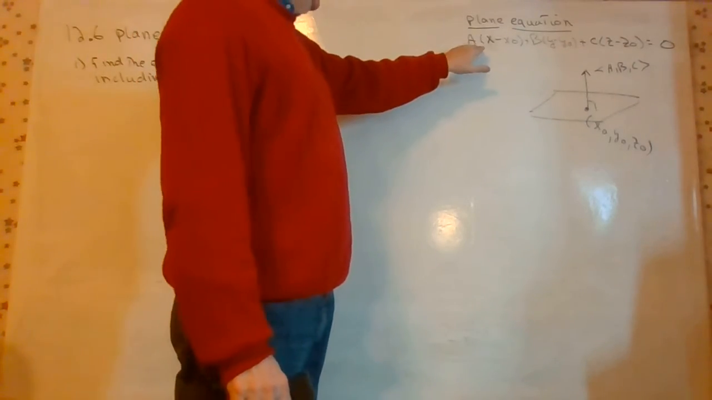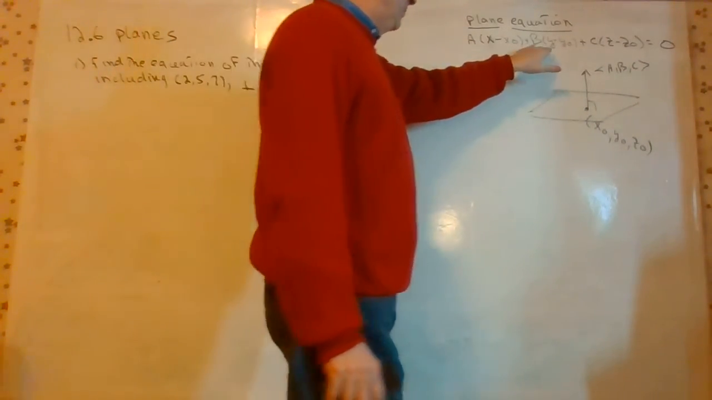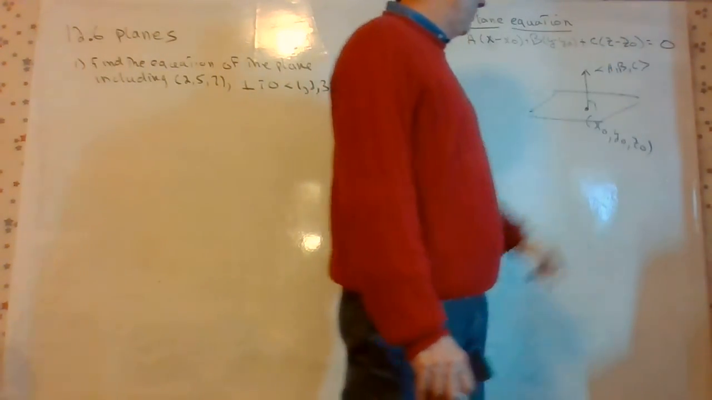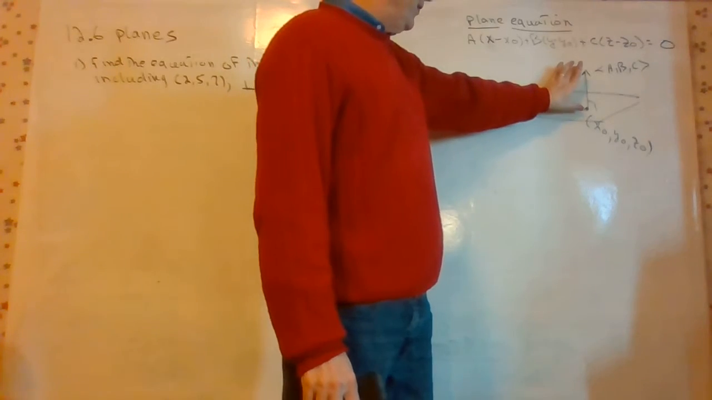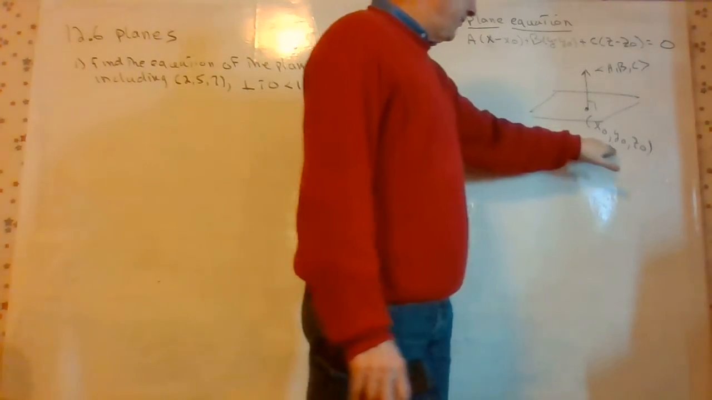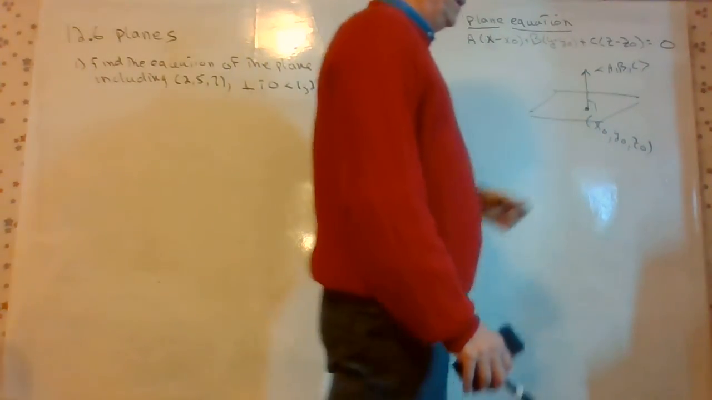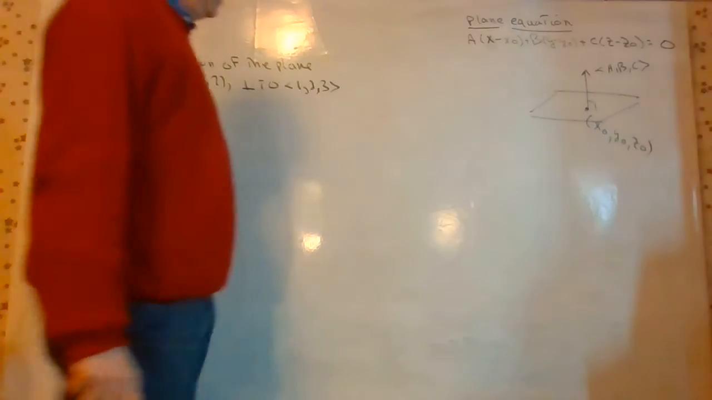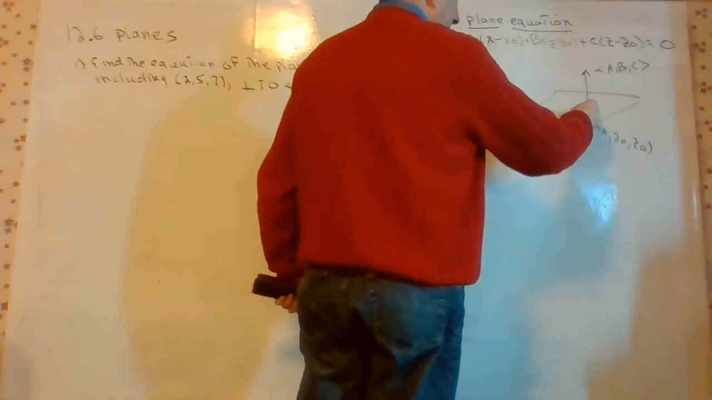Here's the plane equation: a times x minus x0 plus b times y minus y0 plus c times z minus z0 equals 0. ABC in this case is a normal vector. It's perpendicular to the surface. x0, y0, z0 is some fixed point on the plane. Where this comes from, I can give you a very simple demonstration.